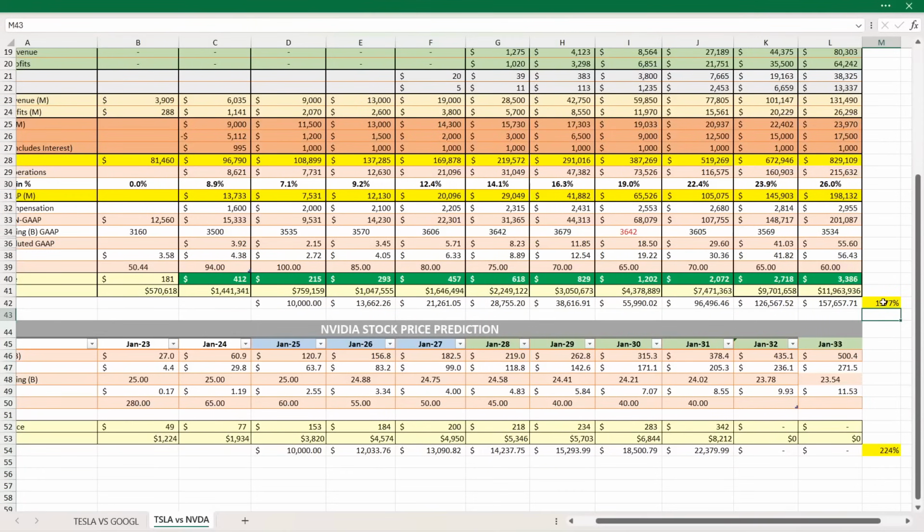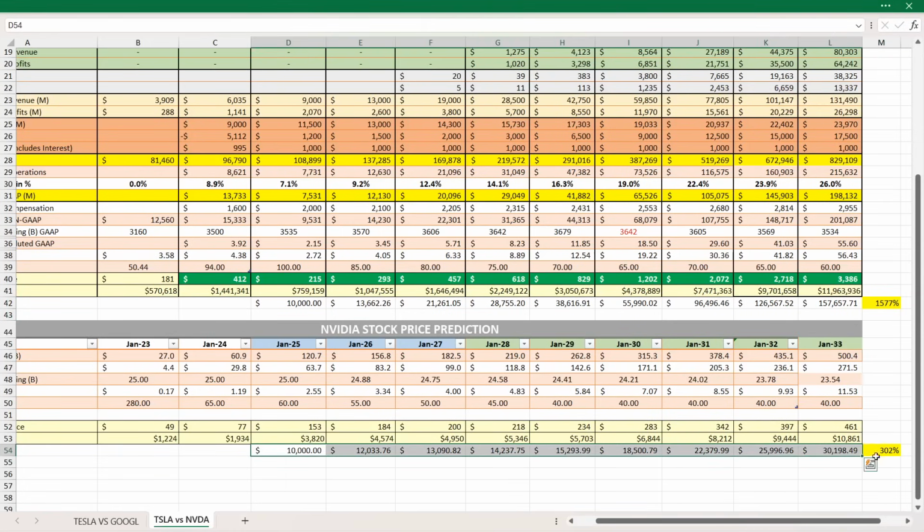Now, for Nvidia, I just kept it at a 40 PE for the entire time. You guys can see the numbers here: 302% ROI. Your $10K has turned to over $30K. Let's say 310% if you add in the dividends as well. But again, a 1,600% return versus a 310% return.